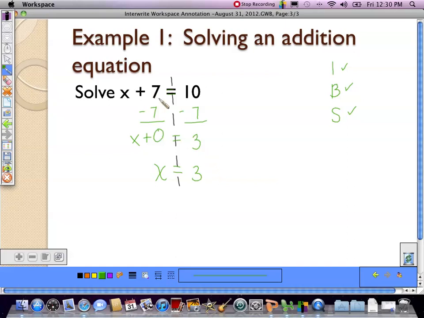In fact, since positive 7 and negative 7 equals 0, you can just cross through these, and you really don't even need the 0 there. You can just bring the x down.